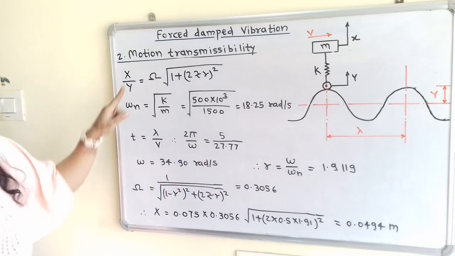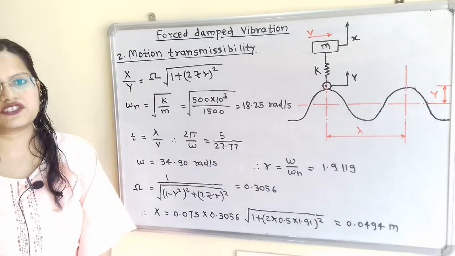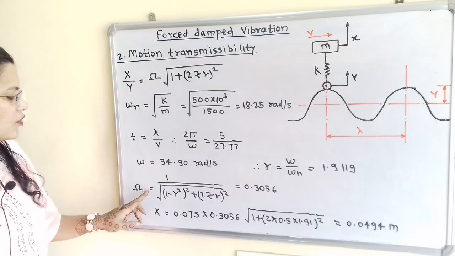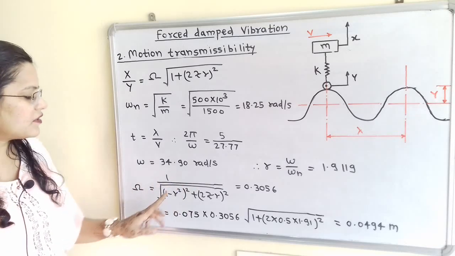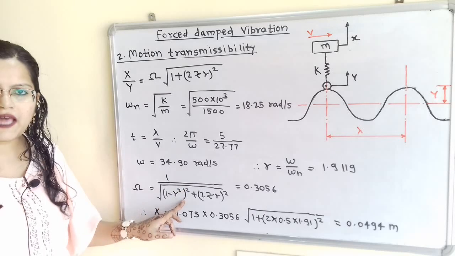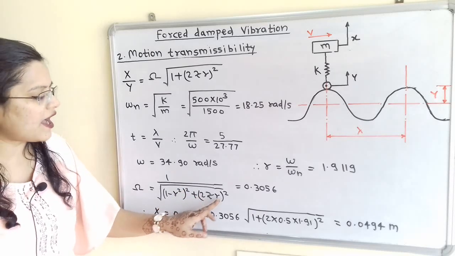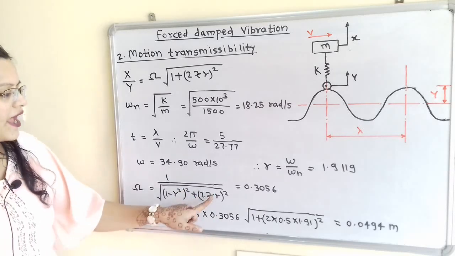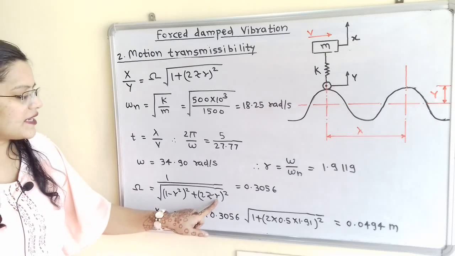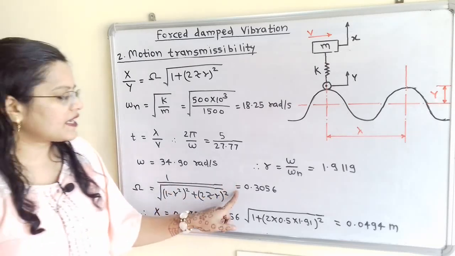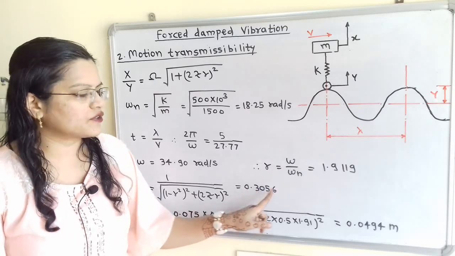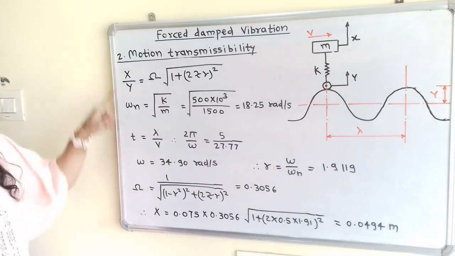Now from this value we can find the magnification factor. We have the formula: magnification factor is equal to 1 divided by under root of (1 minus r square) whole square plus (2 zeta r) whole square. Now the value of zeta is known as well as the value of r. So when we calculate, we get the answer 0.3056.